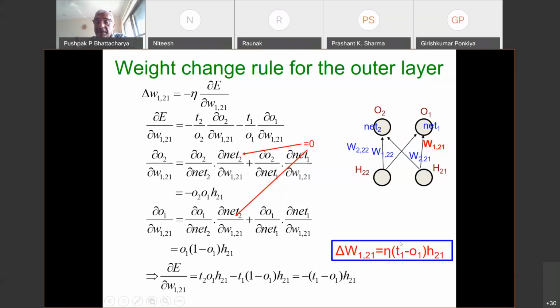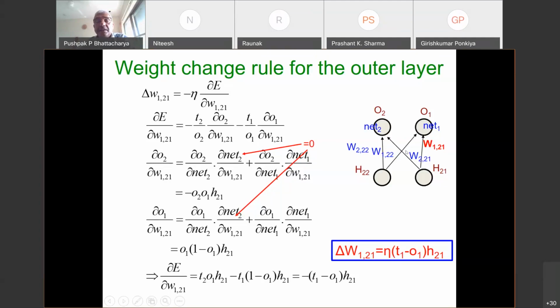Okay. So when I use softmax and cross entropy loss, then the weight change expression for the outermost neuron is the learning rate into the difference of target and observed into the input arriving at the connection. So one more time, the change in weight for the connection is the learning rate into the difference of target and observed into the input arriving at the connection.